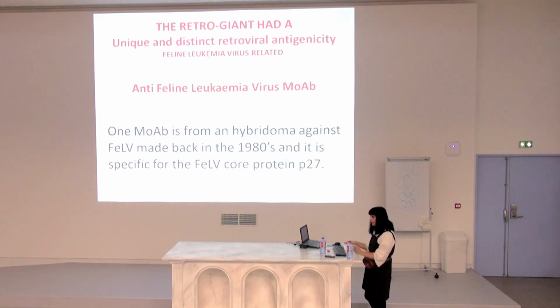And the retrogiant had a unique and distinct retroviral antigenicity, FeLV-related. One monoclonal antibody was made from a hybridoma against FeLV GAG. It is the core protein, and it is GAG specific for feline leukemia retrovirus. Not every retrovirus is like another one. This is very important in our understanding.